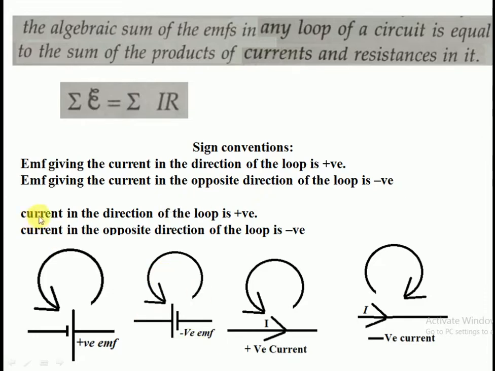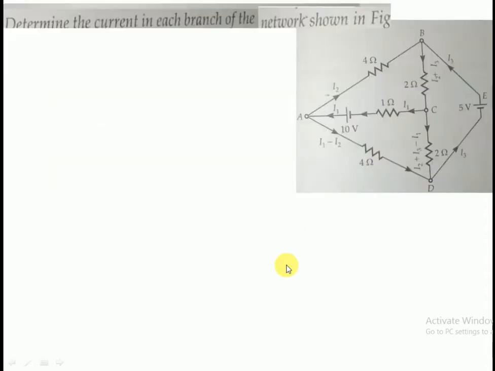And the sign convention for current is: the current in the direction of the loop is positive. As you can see out here, this loop is going towards the right and the current is also going towards the right, so this is positive current. And the current in the direction opposite to the loop is negative. So out here you can see my loop is clockwise and going towards my left, but the current is going towards the right, so this current is opposite to the loop, so this is negative. We'll be using all this to solve the question.